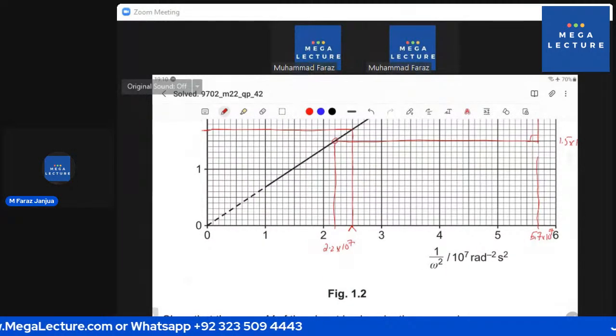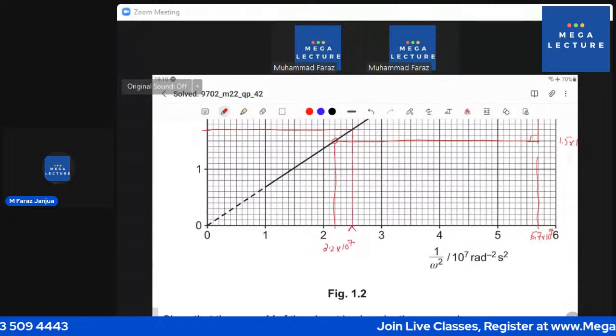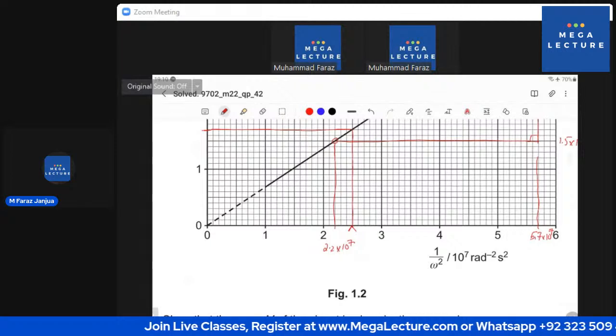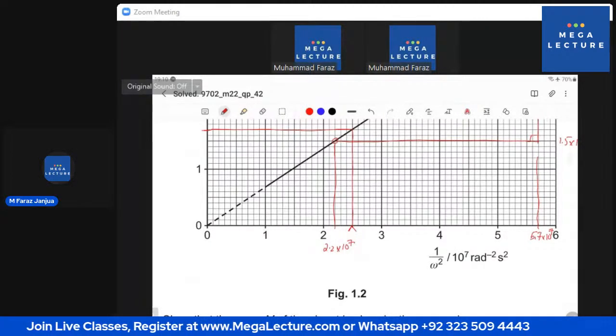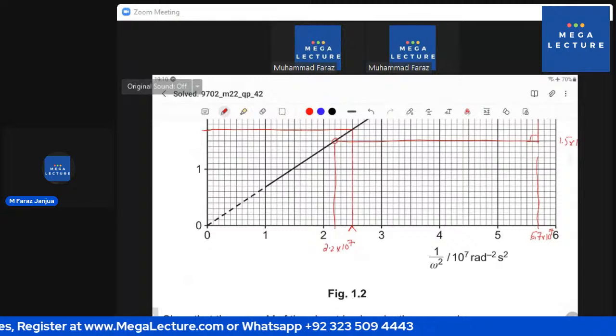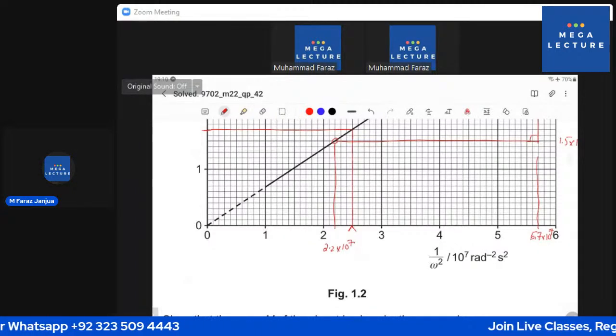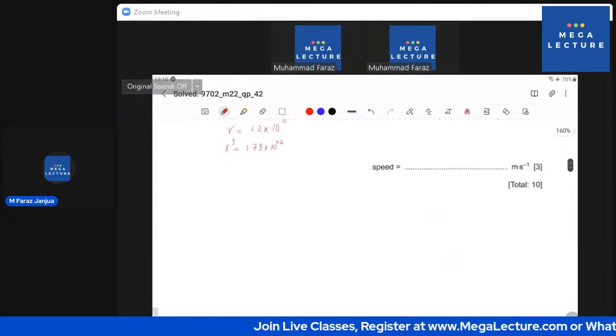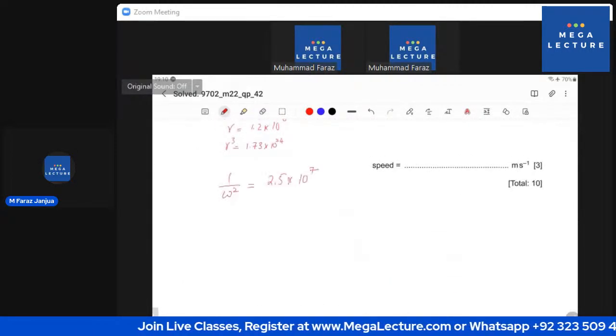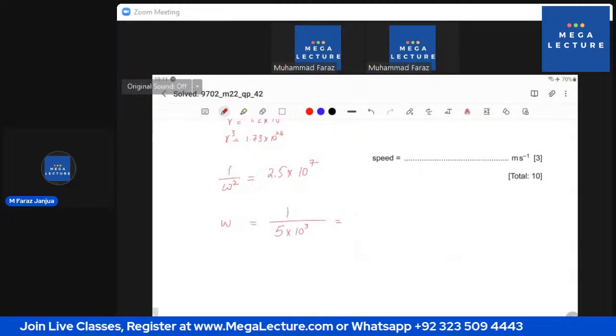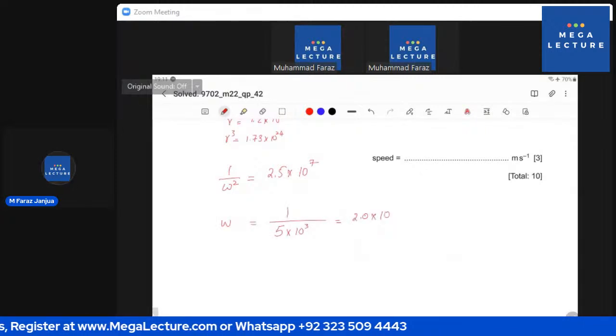So 1 over omega square equals 2.5 into 10 to the power 7. So omega equals 1 over 5 into 10 to the power 3, which is 2.0 into 10 to the power minus 4 radians per second.